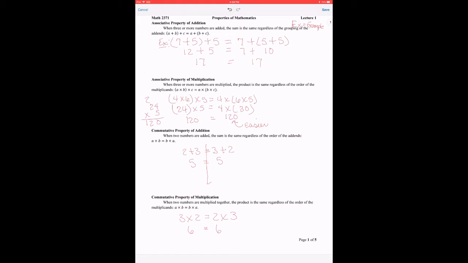Students often ask me, well, can't I just do 2 times 3 or 3 times 2? And the answer is yes, because they are the same by the commutative property. So now let's move on to the next page.